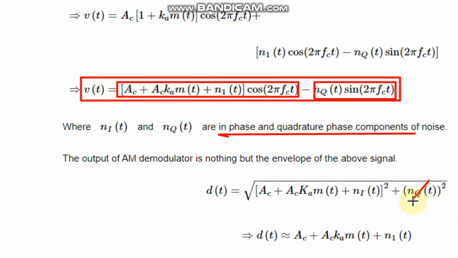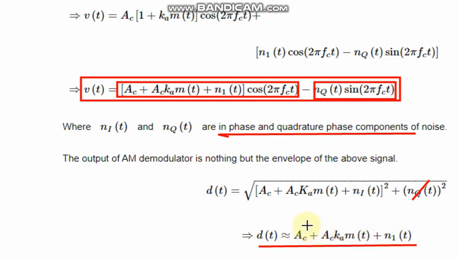So the quadrature term is actually the perpendicular term which will not pass through the message signal term or the demodulated signal term. So if you discard this one, this can be neglected. So what you will see is that the square terms will cancel each other under the root, and finally for the detected signal you will have Ac plus Ac Ka m(t) plus n_I(t).